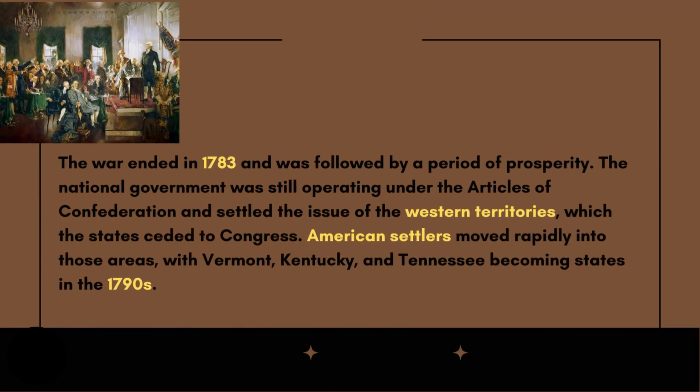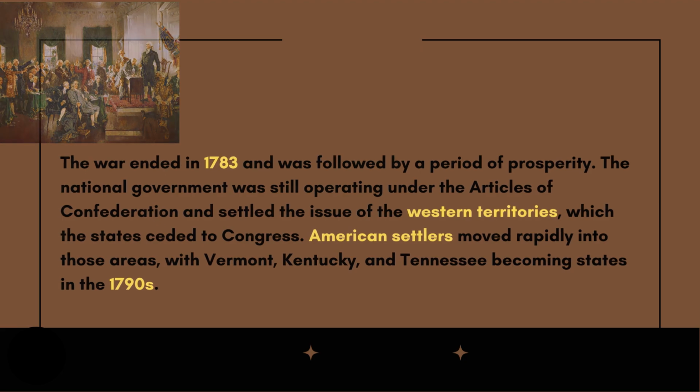The war ended in 1783 and was followed by a period of prosperity. The national government was still operating under the Articles of Confederation and settled the issue of the Western Territories, which the states ceded to Congress. American settlers moved rapidly into these areas, with Vermont, Kentucky, and Tennessee becoming states in the 1790s.